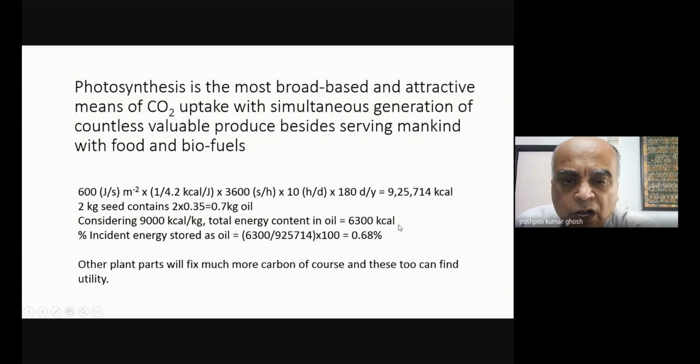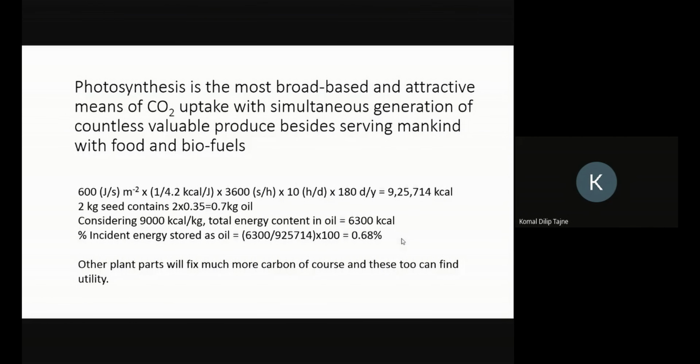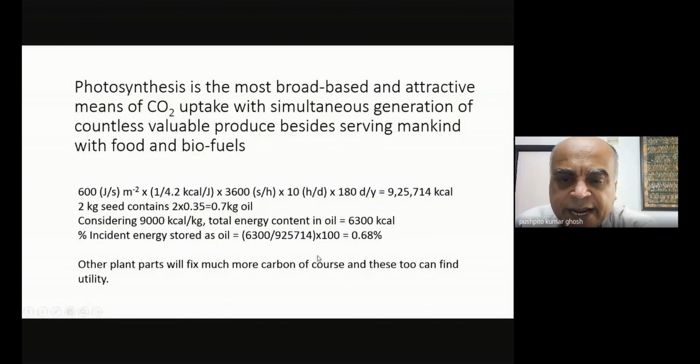Just see, 6,300 divided by this figure into 100 to express it as a percent. Are you getting this figure 0.68? Just see. Yes, sir. Okay, great, so you're getting it. So I know that roughly about 0.7% of the total solar energy which fell on the plant actually got converted into oil.